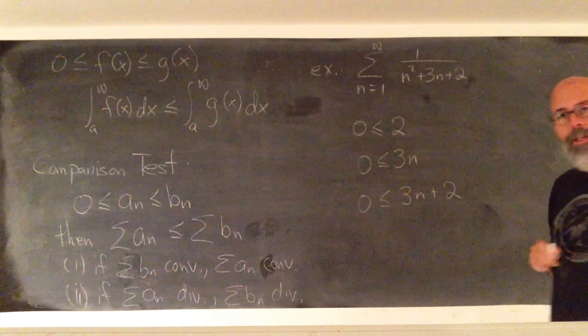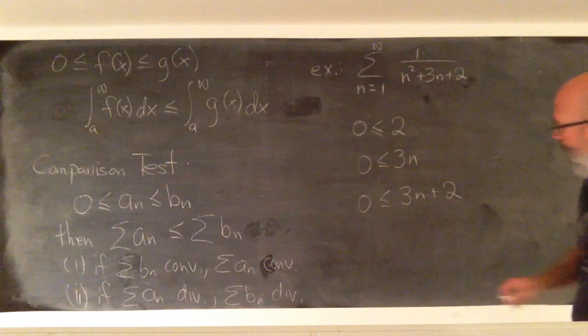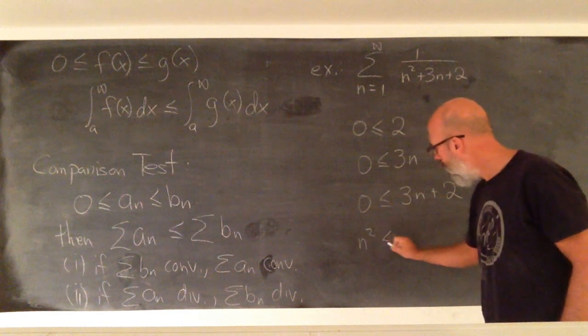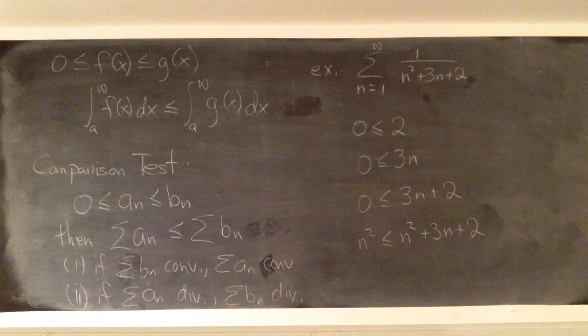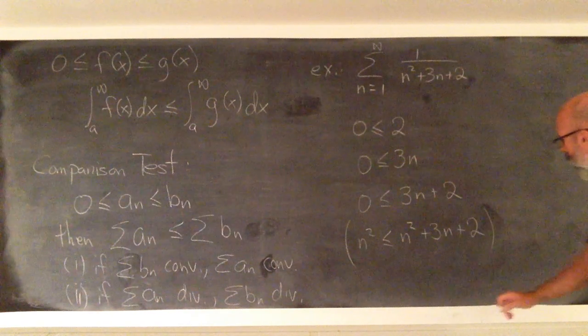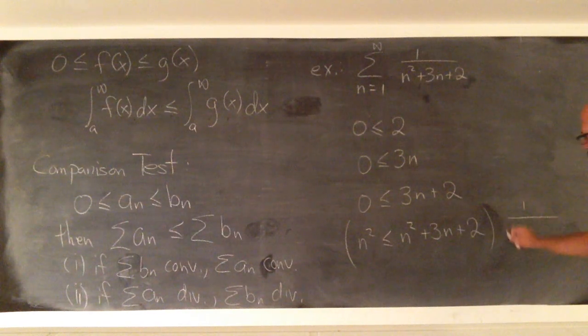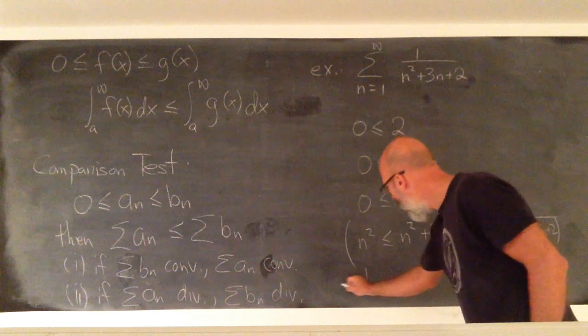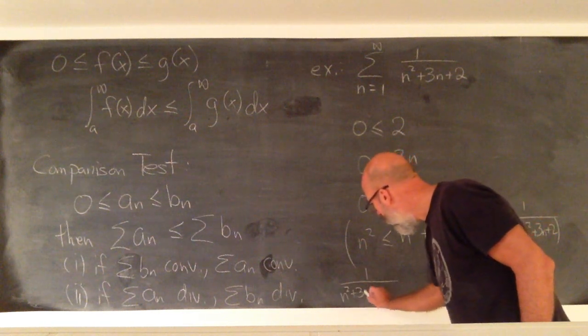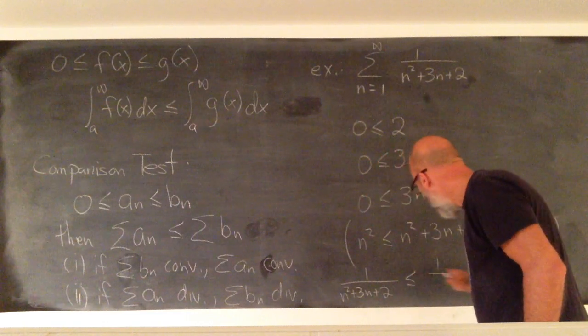Now add n squared to both sides. If we add n squared to both sides, we get the following. And finally, multiply this whole inequality by 1 over n squared times n squared plus 3n plus 2. Or, if you prefer, cross multiply to get 1 over n squared plus 3n plus 2 is less than or equal to 1 over n squared.